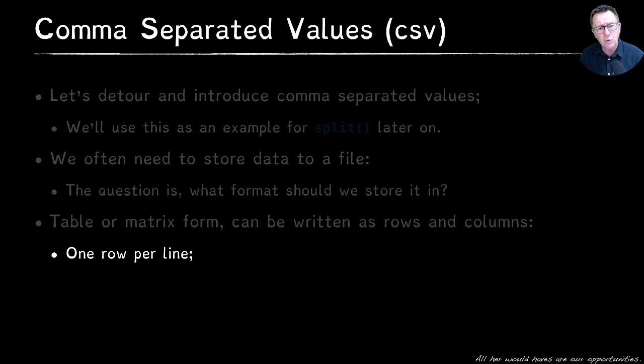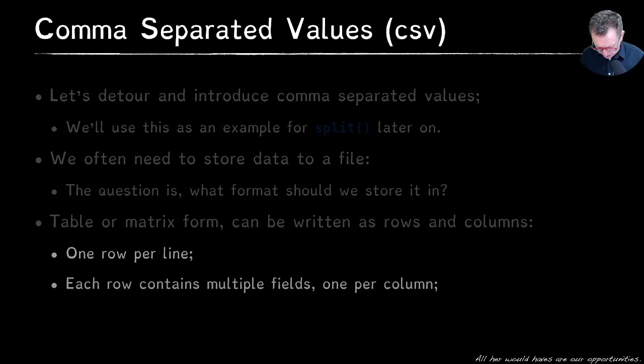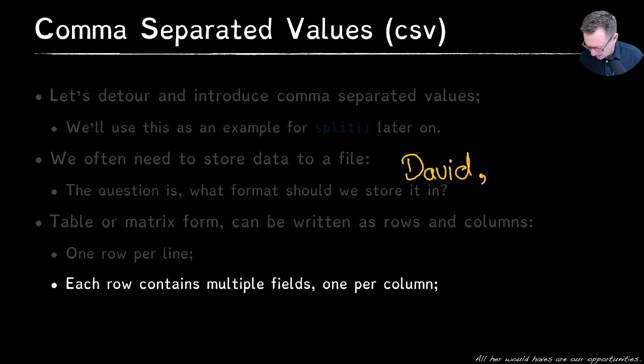So one row of the table, one row of the matrix, is on one line. And then each row can contain multiple fields, all right? And those fields are separated per column, which is with the comma. So I might have David, comma, McMeekin.